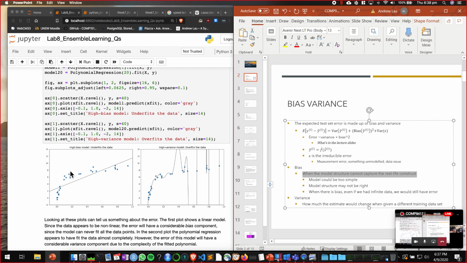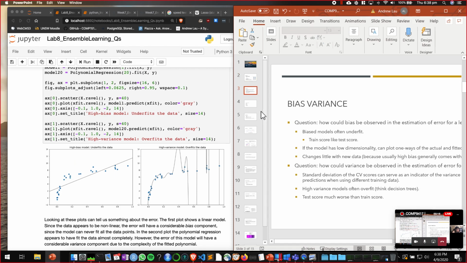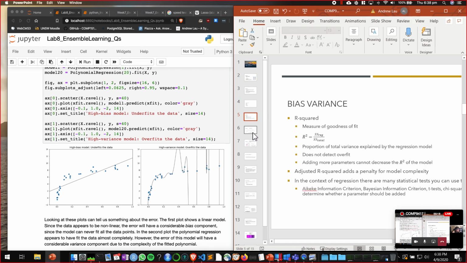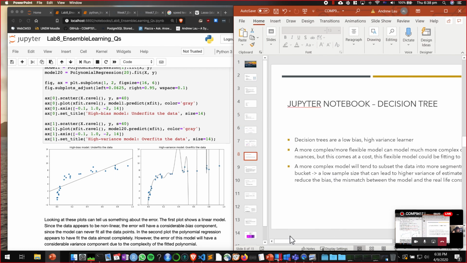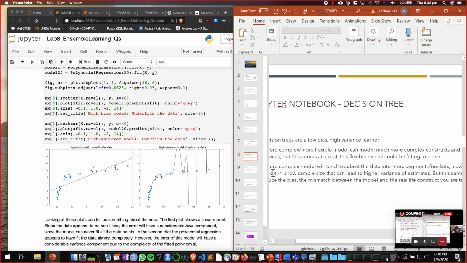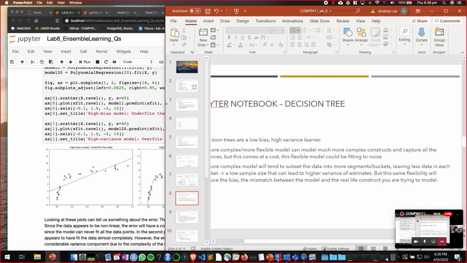So why does a more complex model reduce the bias? And why does a more complex model increase the level of variance? I think I wrote it out here actually. Where did I write that? Okay, this is how I like to think about it. Let me just make that a bit bigger.